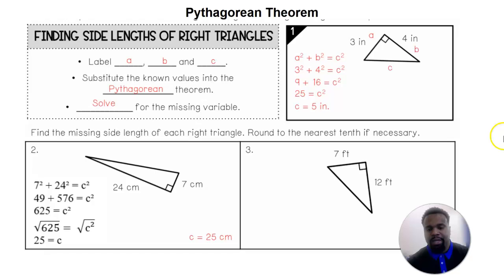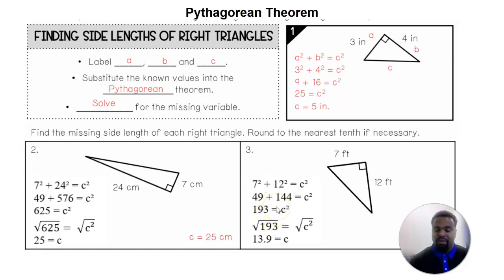Now let's look at number 3. Our legs are 7 and 12, so 7 squared plus 12 squared equals C squared. 7 squared is 49, 12 squared is 144. We add those together, we get 193. Now we have to do the square root of 193. 193 is not a perfect square, but it's okay. We just want to round it to the nearest tenth. The square root of 193 is approximately 13.9. So the hypotenuse here is 13.9 feet.